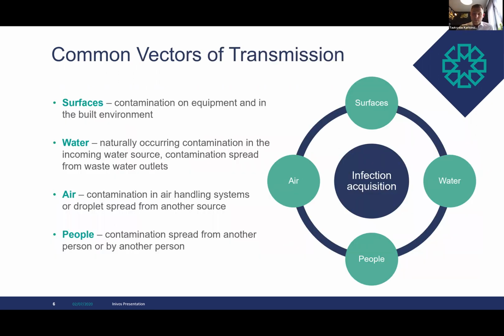When we speak about infection in the clinical environment, we often refer to common vectors of transmission. There are 4 main vectors of transmission: surfaces, water, people, and air. So if patients have acquired an infection in the clinical environment, the infection must have come from one of those vectors. And each of those vectors must be understood and addressed when evaluating infection outbreaks and looking at possible solutions.